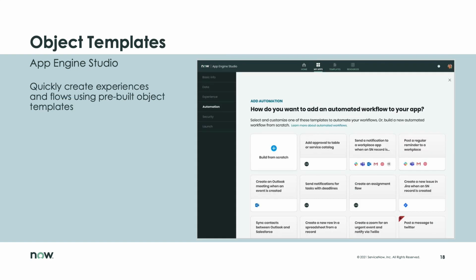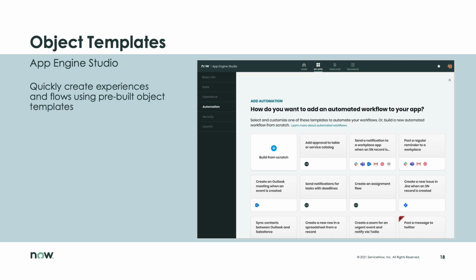Another really cool concept, and this also deals with templates, is the concept of object templates. I mentioned application templates. These are full-blown apps. These things have your data model, your flows, your experiences, and mobile apps. Object templates are a step down from that. These are ways for you to create things like an experience or a flow using an actual template.